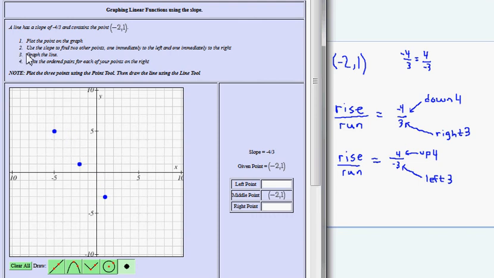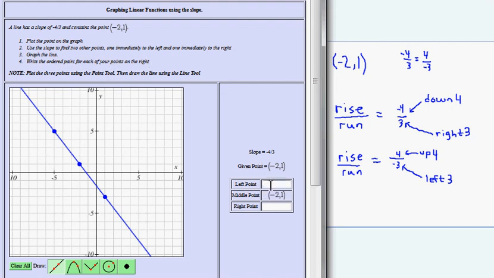In fact, step 3 is to graph the line, and we do that using the line tool. The line tool is right here. You click on it, pick any of the 3 points, click your mouse button down and hold it, connect the line to the other dots, let go of the mouse button, and you've drawn the line, and you've done step 3. Step 4 is to write the ordered pairs for each of the points, and we do this over here.